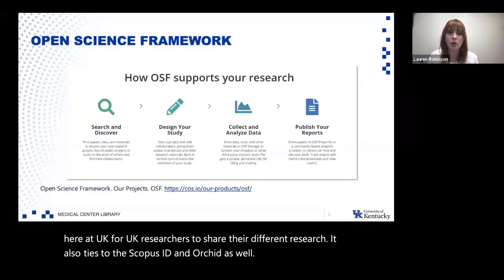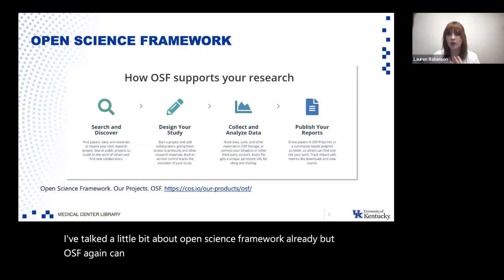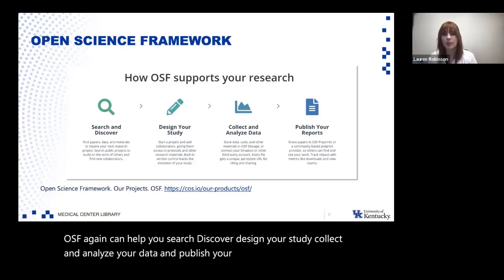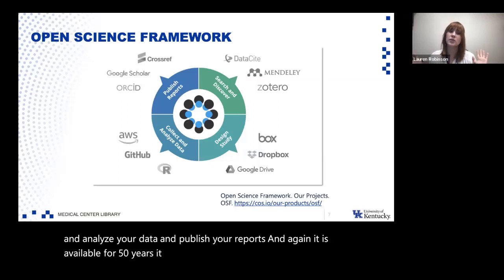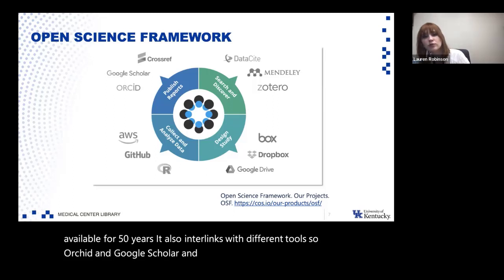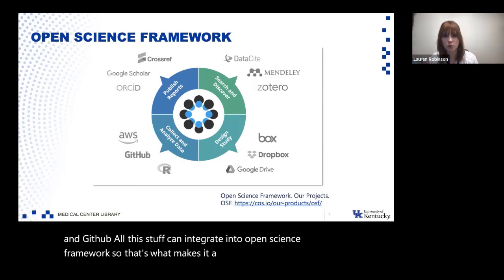I've talked a little bit about Open Science Framework already, but OSF, again, can help you search and discover, design your study, collect and analyze your data, and publish your reports. And again, it is available for 50 years. It also interlinks with different tools, like ORCID and Google Scholar and Zotero and Google Drive and R and GitHub. All this stuff can integrate into Open Science Framework. So that's what makes it a really powerful tool for project management.